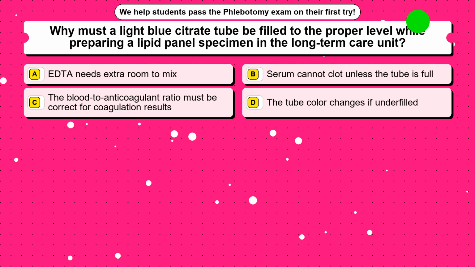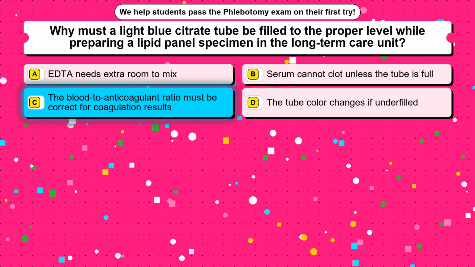Question 32. Why must a light blue citrate tube be filled to the proper level while preparing a lipid panel specimen in the long-term care unit? Option A, EDTA needs extra room to mix. Option B, serum cannot clot unless the tube is full. Option C, the blood to anticoagulant ratio must be correct for coagulation results. Option D, the tube color changes if underfilled.